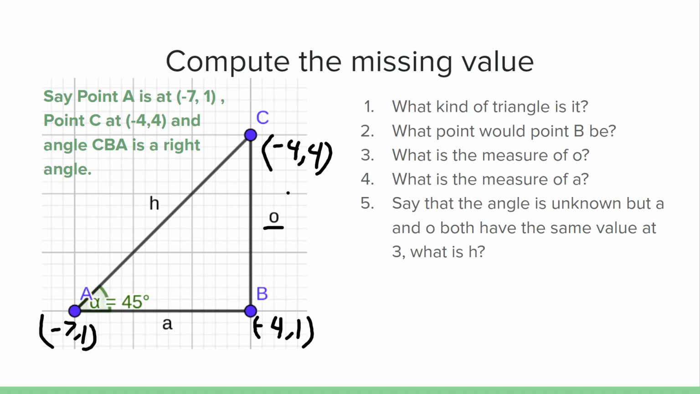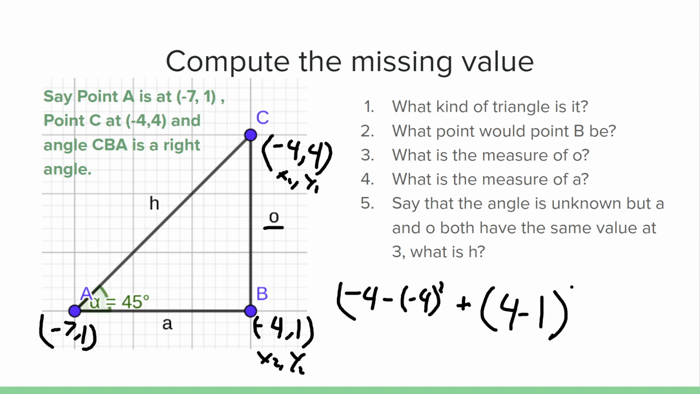So, sorry, the distance formula. Given this is maybe x1, y1 and this is x2, y2, you could do that or you could just count it. But if you want to do the math here, it'll be -4 minus -4 squared plus 4 minus 1 squared. The square root of all that would be the distance.